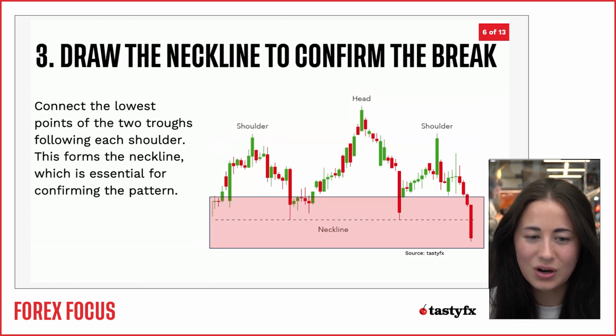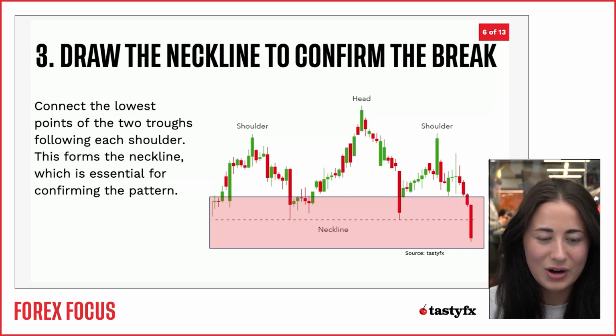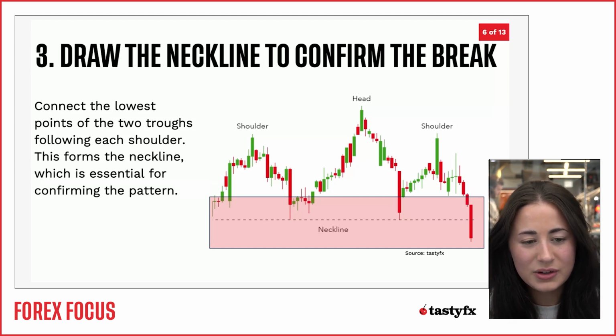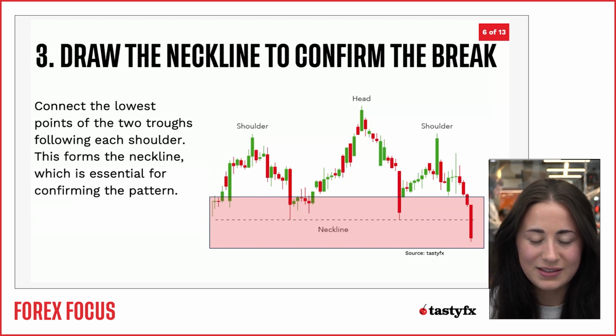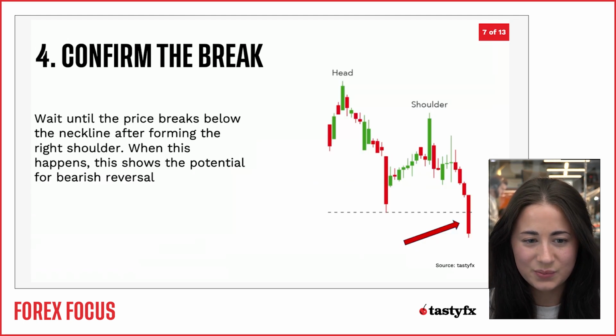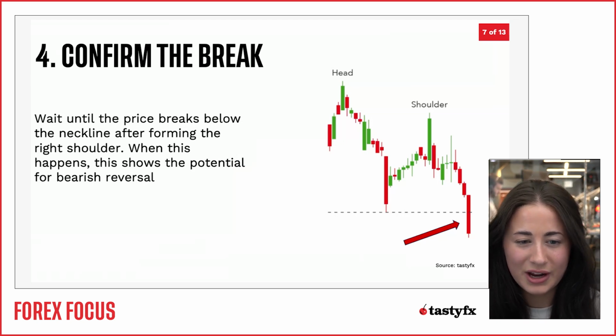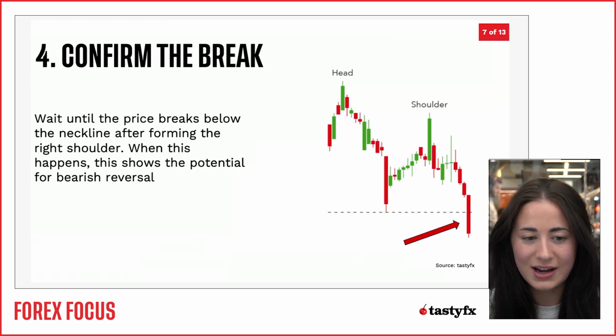Now you're going to want to draw the neckline, and this will be to confirm the break. You're going to connect the lowest points of the two troughs following each shoulder. This will form the neckline, and this is one of the most essential parts. To officially confirm the break, you're going to wait until the price breaks below the neckline after forming the right shoulder. When this happens, this shows the potential for bearish reversal.